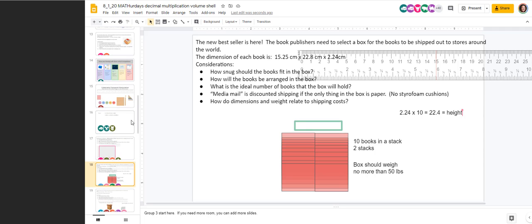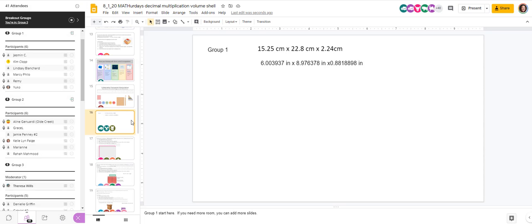Okay. I think that's fine. So this is 15.25 centimeters times 2 is 30.50 centimeters.